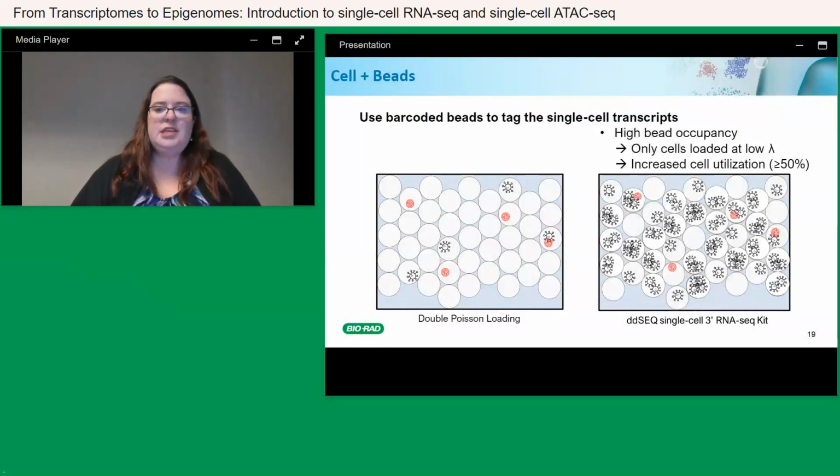To overcome this issue, we use a method to overload the beads while maintaining a low lambda value for the cells. This ensures that there is still only one single cell per droplet. However, this creates a bioinformatic issue in determining which beads, since multiple beads can be encapsulated in the droplets now, and how many beads are present in that single droplet.